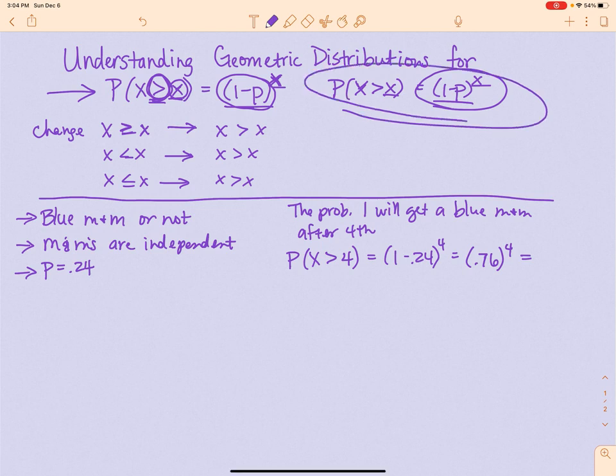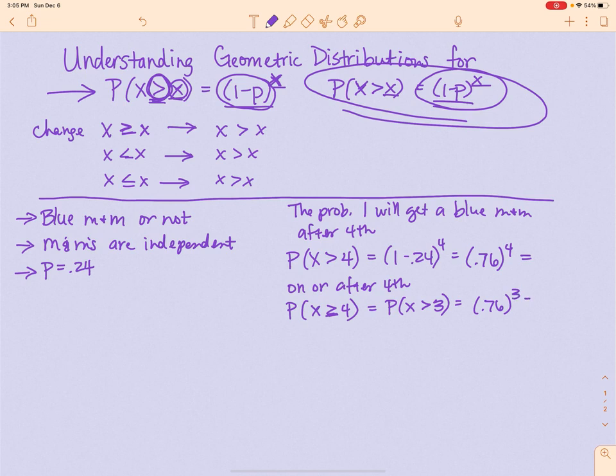But let's say I want the probability of getting it on or after the fourth one. Well, now I'm dealing with the probability that X is greater than or equal to 4. So how can I change that into a greater than? Well, that is just going to be the probability that X is greater than 3 because it includes 4 now. So for this problem, I would just do 0.76 to the third power, and that would give me that. So that one's pretty easy.